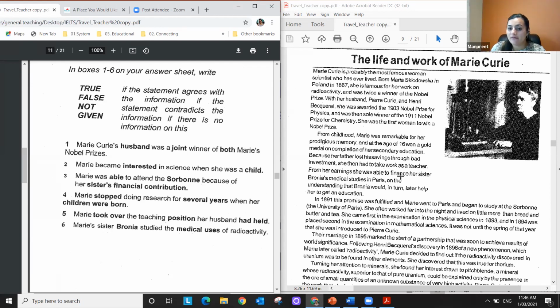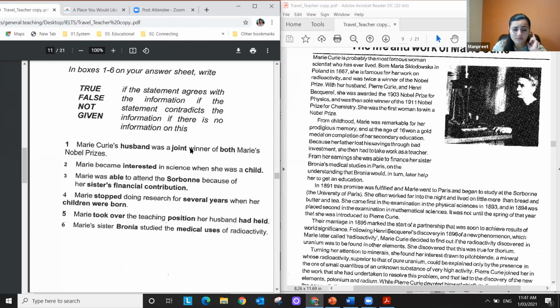Beautiful. So we don't have any information about whether she was interested in science or not. They haven't provided us any information. They've just talked about a bit of her childhood, but not about her interest in science. So in this case, we have half of the information, but the rest of the statement, which is important, is missing. So in that case, the answer would be not given. Beautiful. Good, everybody.